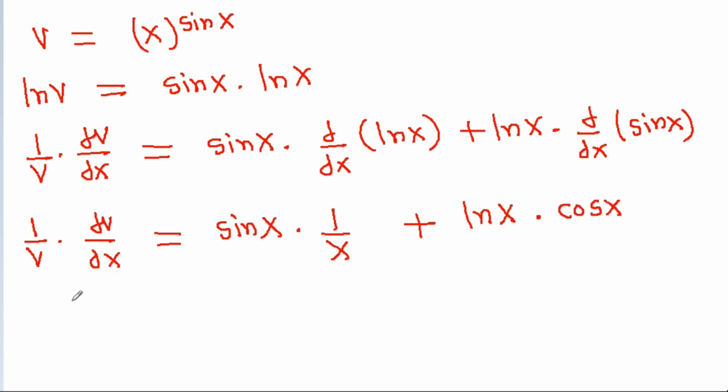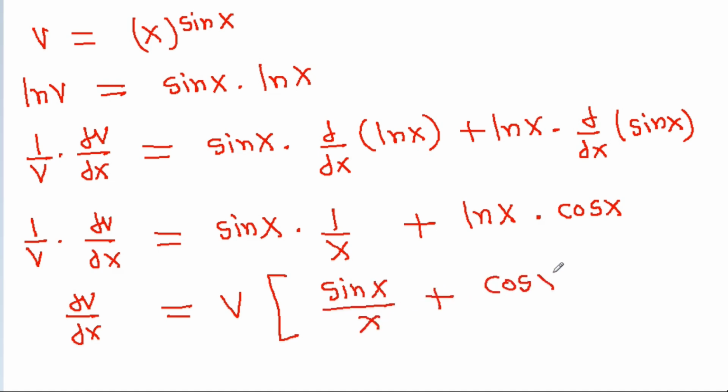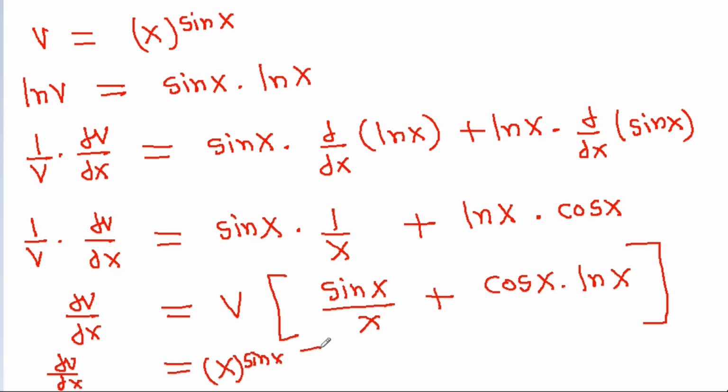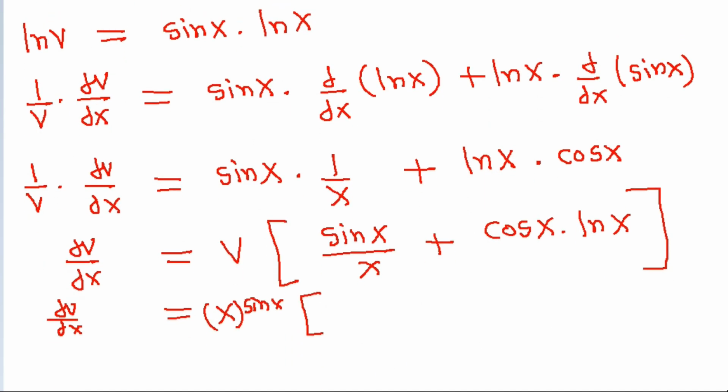And it is dv by dx is equal to v times sin x by x plus cos x times ln x, and so dv by dx is equal to x^(sin x) times sin x by x plus cos x times ln x. Suppose this is equation 3.